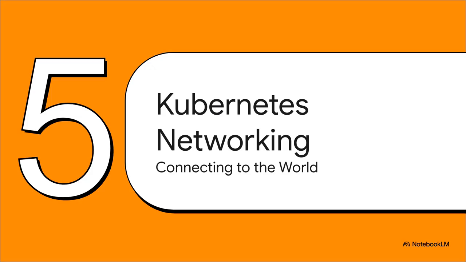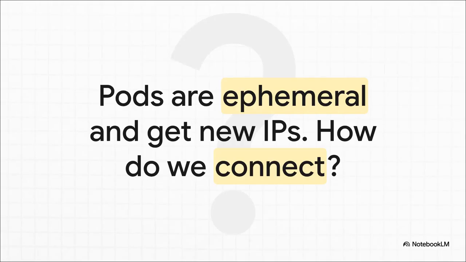But there's a new problem. If our apartments, the pods, are constantly being created and destroyed, how does anyone find them? How do our users actually connect to our application? Yeah, this is that whole ephemeral thing coming back to create a new challenge for us. Every single time a pod restarts, it gets a totally new IP address, so you can't just point to one address and call it a day. So how on earth does Kubernetes solve this huge networking puzzle?